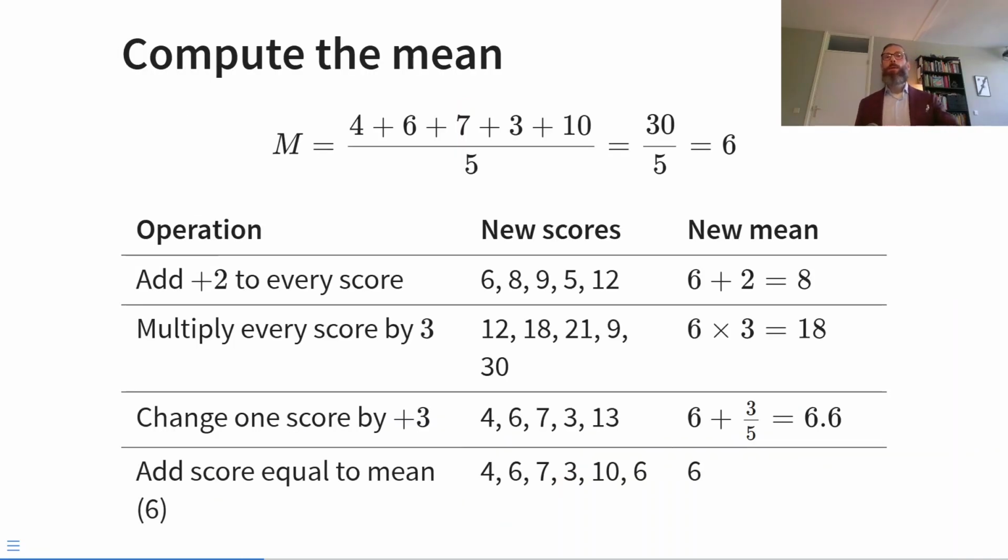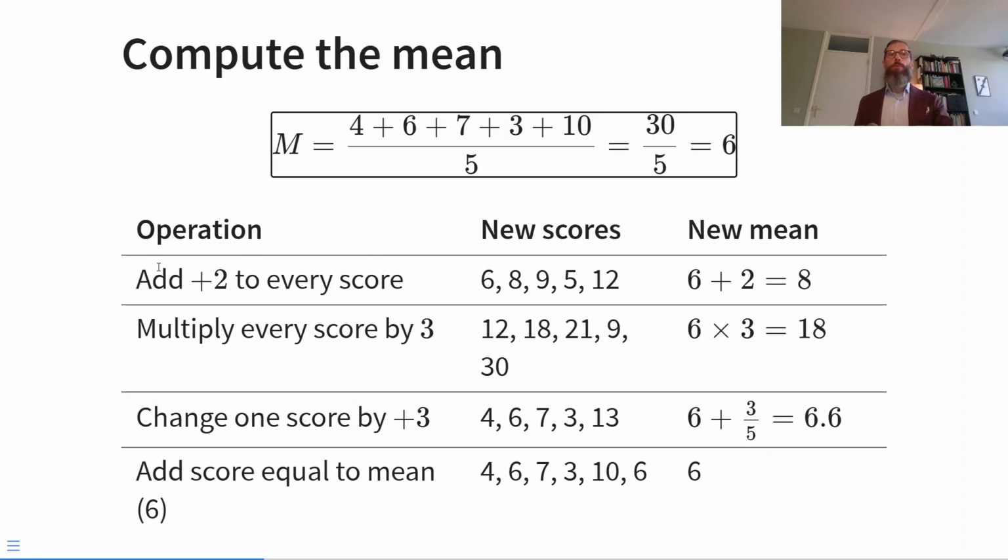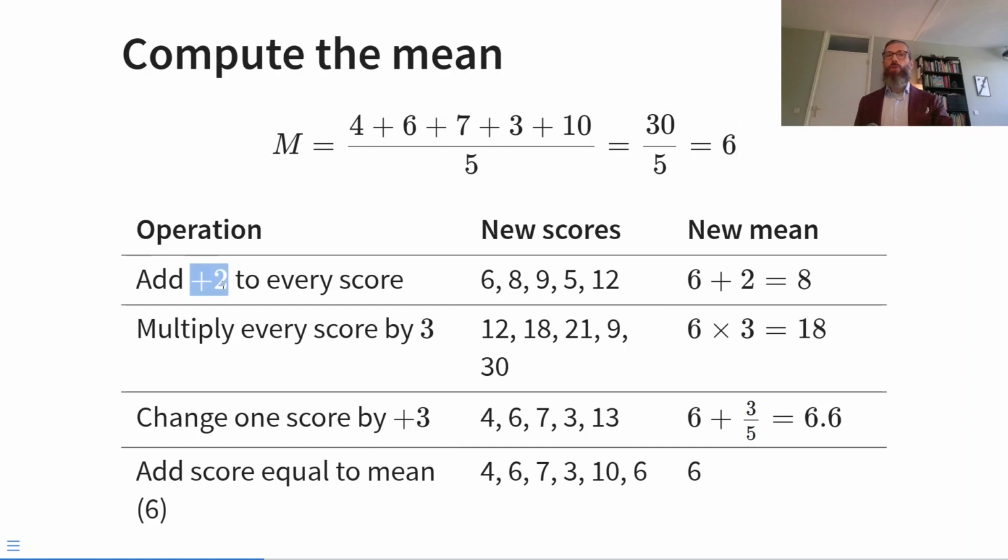Numerically, we compute the mean by adding up all the scores. So in this case, that would be 4 plus 6 plus 7 plus 3 plus 10. Those are my observations, divided by the number of scores, which was 5, which gives us 30 divided by 5, or 6. The mean is 6, which we can verify in this plot. And like I explained before, if we were to add 2 to every score, then you can verify that the mean also is incremented by 2, so then the mean would be 8 instead of 6.